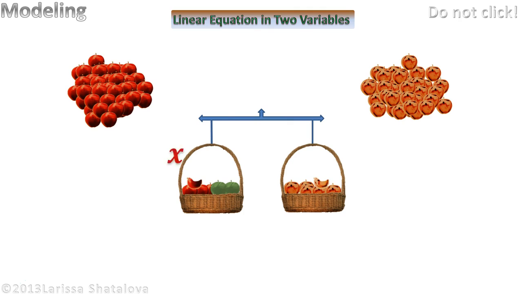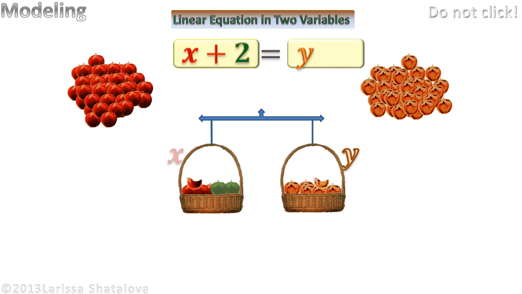Now, if x represents the number of red apples and y represents the number of golden apples, then the relation between red apples and golden apples would be x plus 2 equals y, or the number of golden apples is always 2 units greater, 2 units more than the number of red apples.